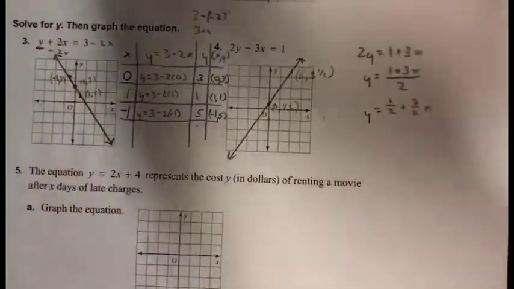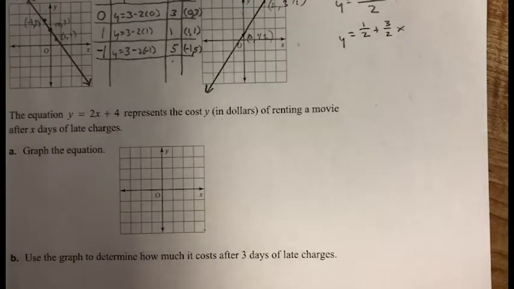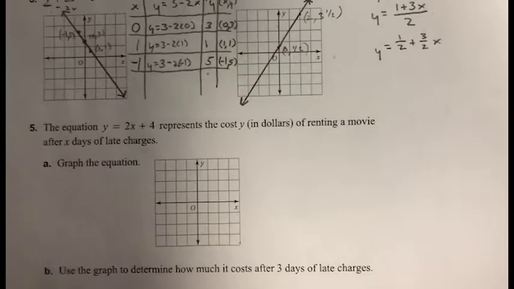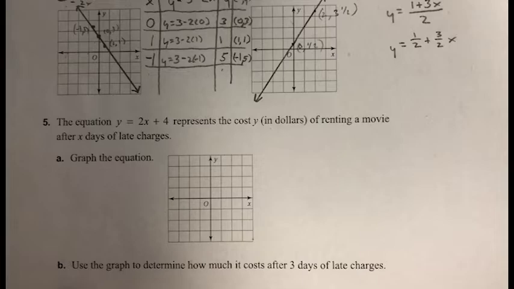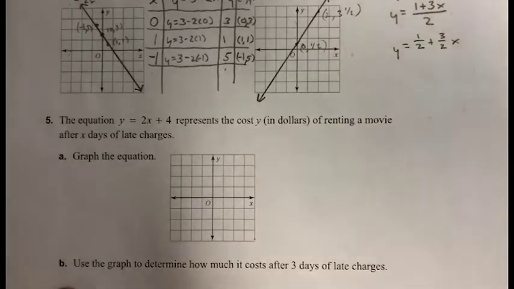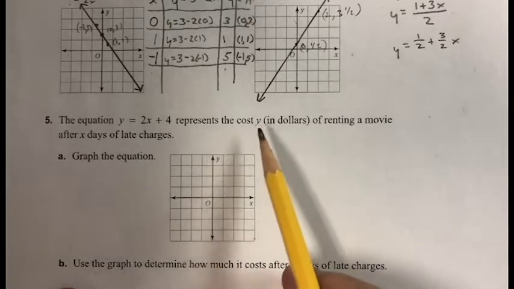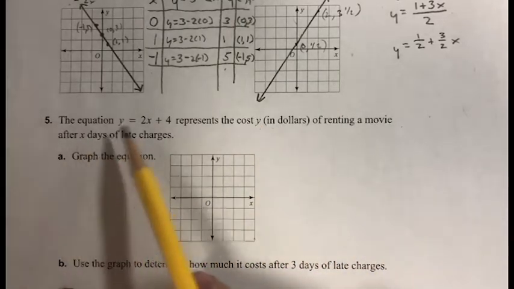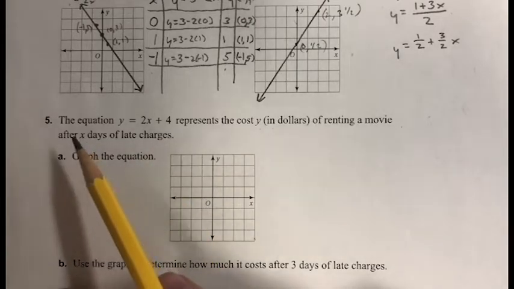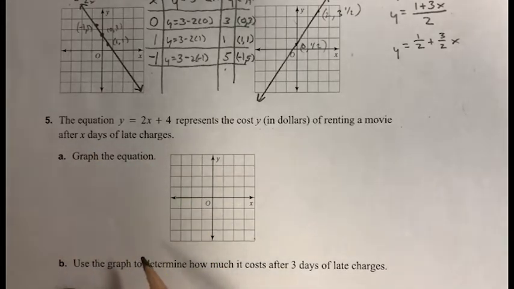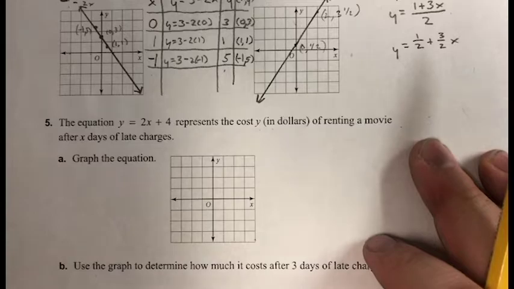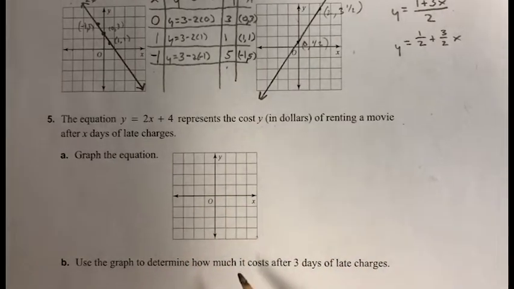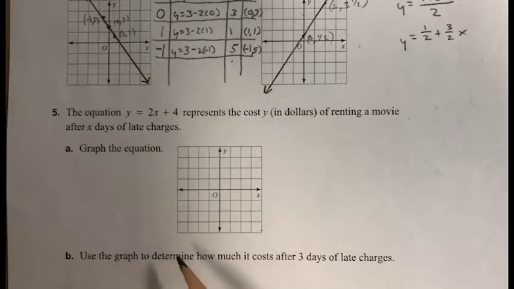So let's take a look at number 5. 5, the equation y equals 2x plus 4 represents the cost y in dollars. So this is my output. This is my dependent variable of renting a movie 8 days after late charge. Graph the equation. Well, I'm going to let you do that on your own. And then once you graph your equation, it says use the graph to determine how much it costs after 3 days.